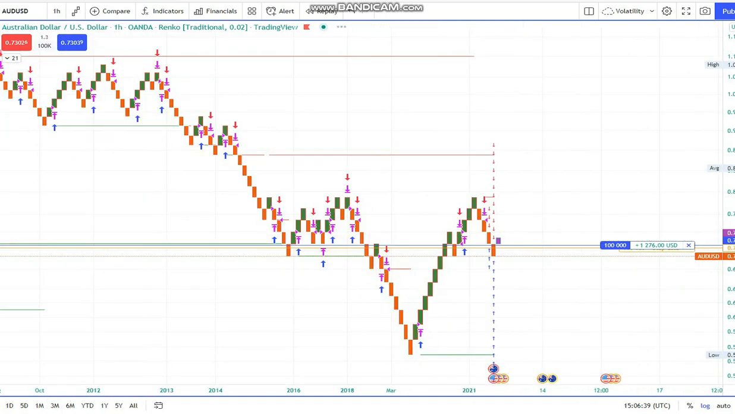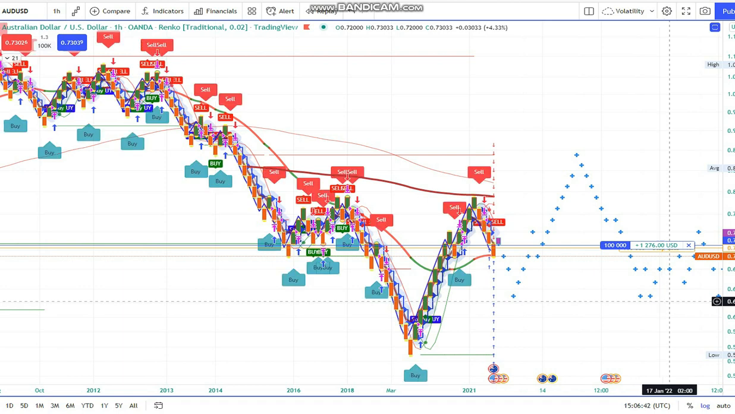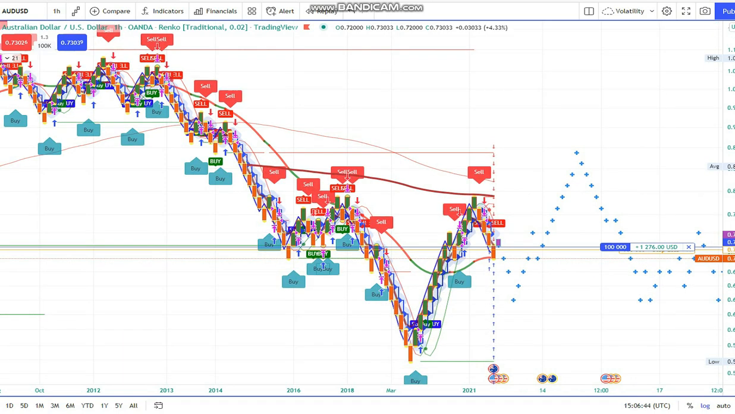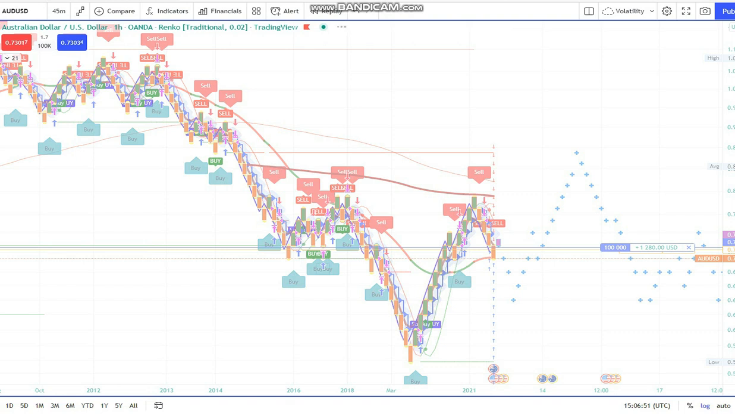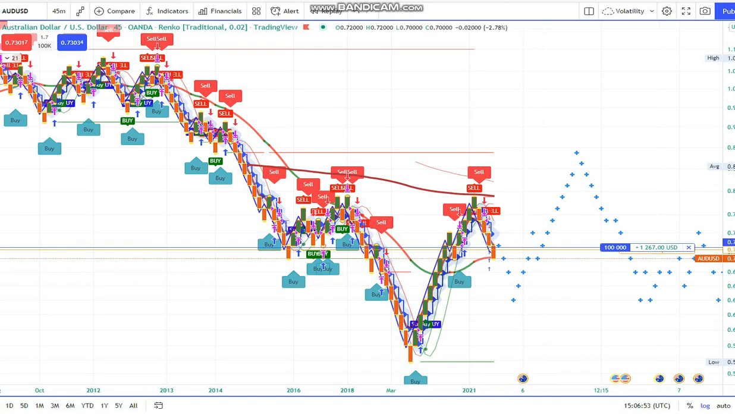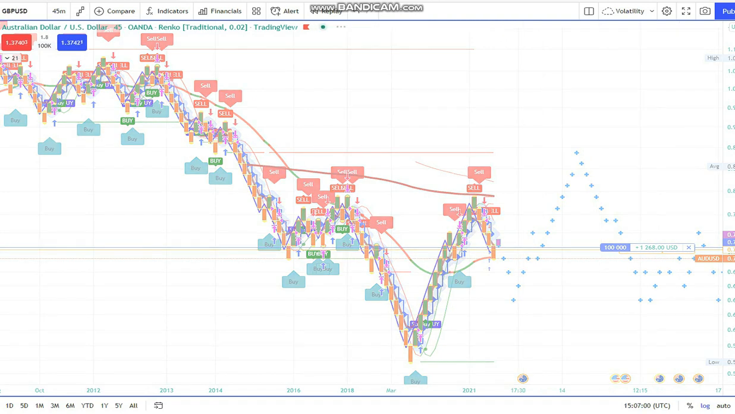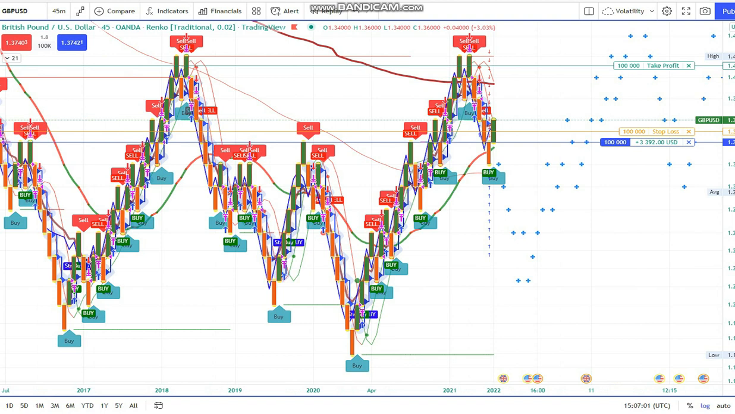This is the 1 hour chart. Let's see. So go lower, 45 minutes. Right? So the market is long. Then British pound sterling, also long. Now we are with $3,000 in profit.